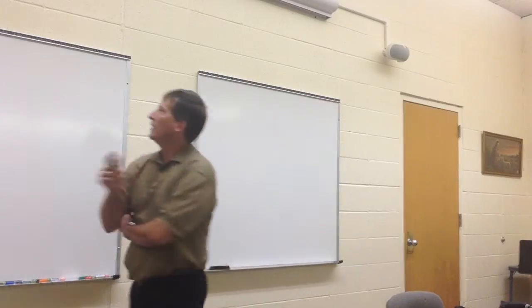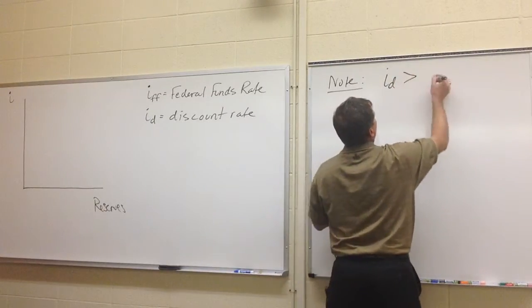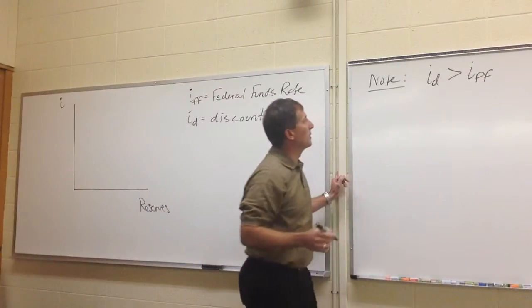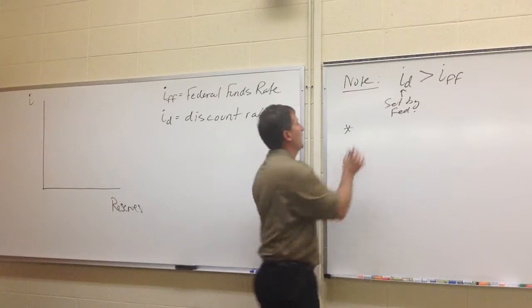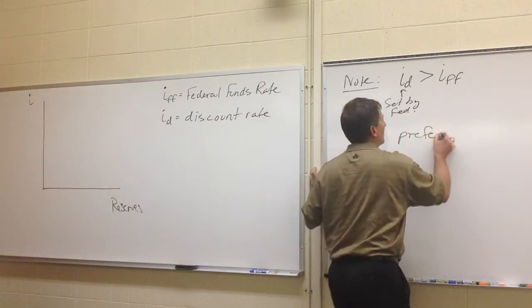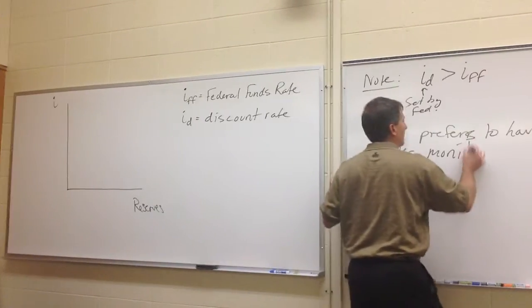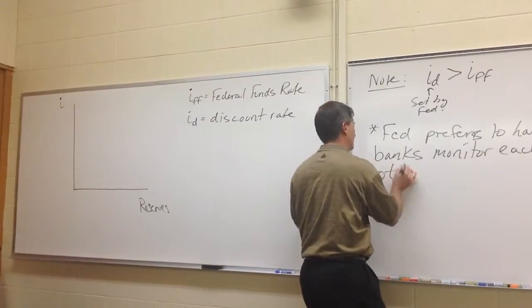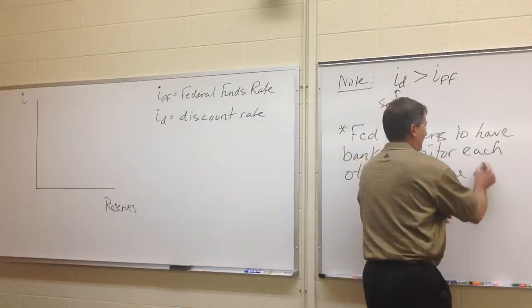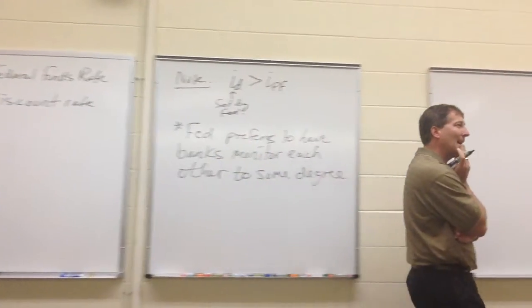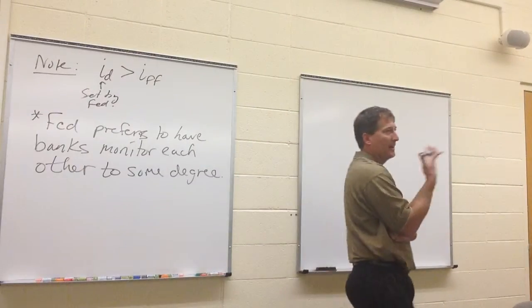So let me just write this out here. Note, i_D, the discount rate, is usually greater than the federal funds rate. Remember that i_D is set by the Fed. And one of the reasons is that the Fed prefers to have banks monitor each other, to some degree, I guess, would be a fair statement. How do we get that out of having the discount rate greater than the federal funds rate? What's the connection here?